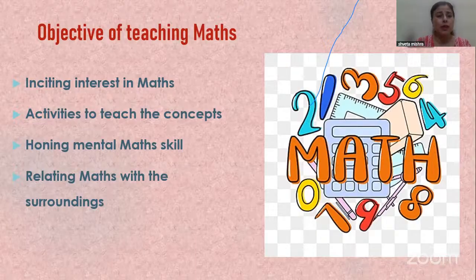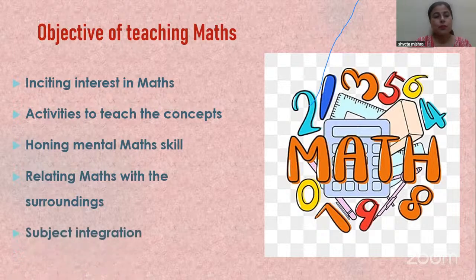We need to relate maths with the surroundings of the child. And then the subject integration. Yes, no subject should be taught as an independent subject. We need to integrate maths with other streams like language, science, EVS, art, so many different things. We can integrate maths with different subjects and make it more interesting.